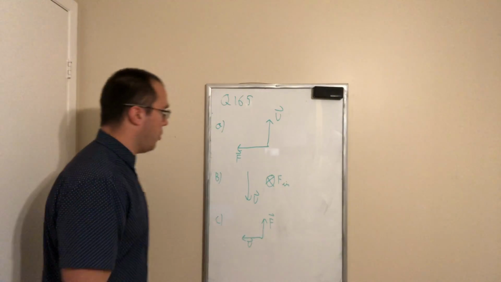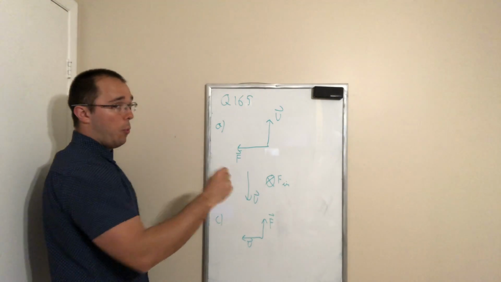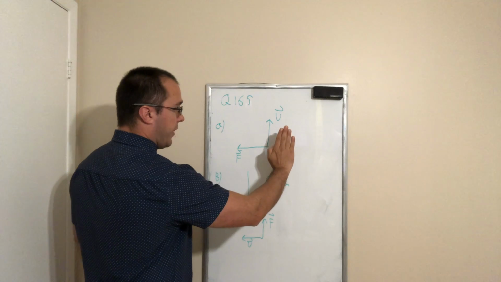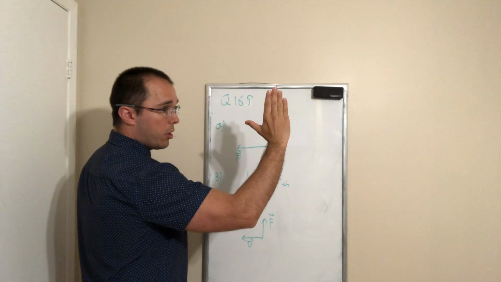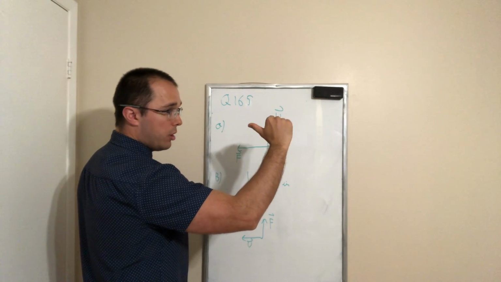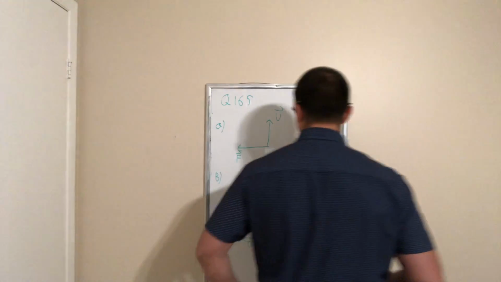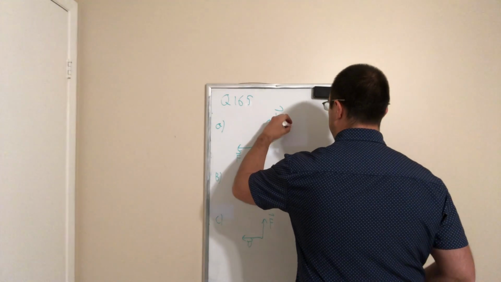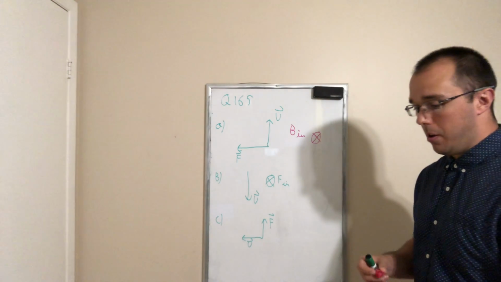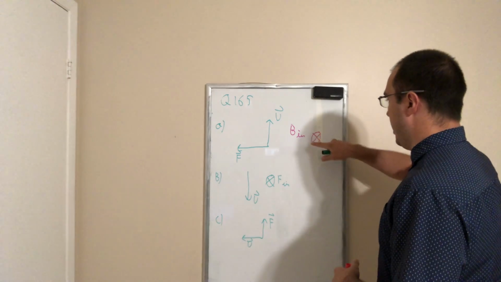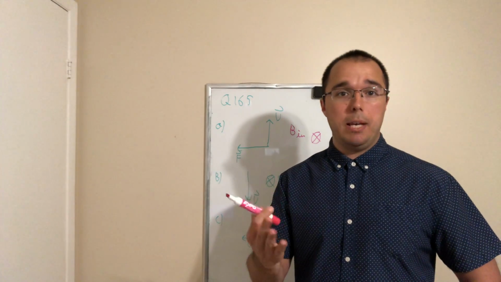So let's look at the first example. We got the velocity pointing up and the force pointing to the left. What that means is we point our finger toward the velocity and our thumb toward the force. And we curl our finger. The direction of our fingers, once we curl them, is the direction of the magnetic field. In this case, the magnetic field is pointing into the board. So we got B in, and as a little reminder, the symbol for pointing into the page is a circle with a cross inside.